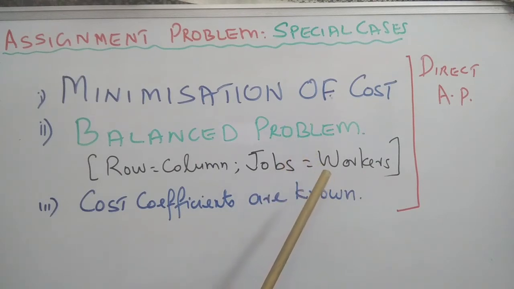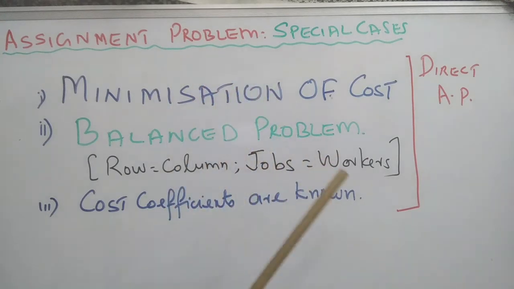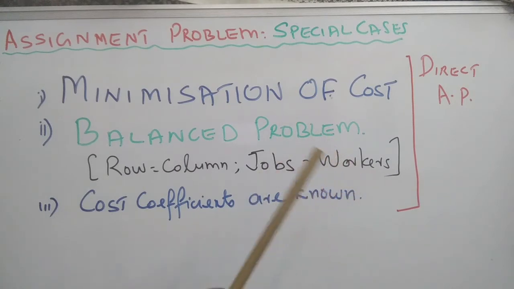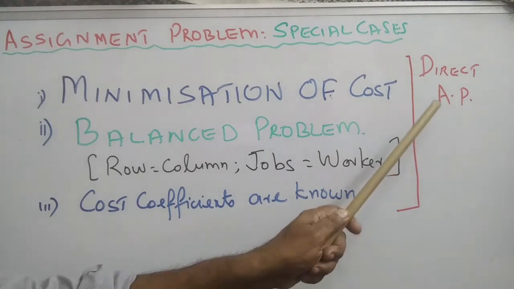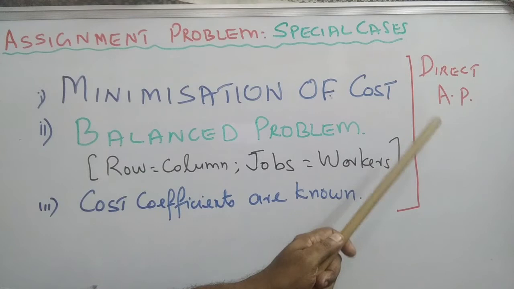The same number of jobs are to be performed by the same number of persons, with one more constraint: one job is assigned to one worker and one worker should receive one job. That is the constraint. And one more condition: the cost coefficients are to be known. The cost of performing a job by a worker is to be known in advance. Such problems are called ordinary or direct assignment problems.